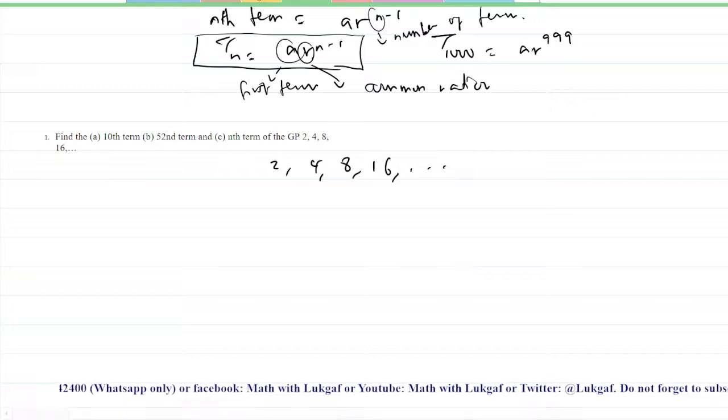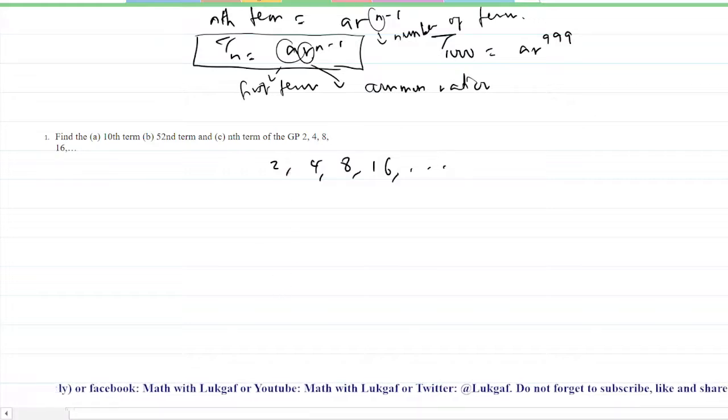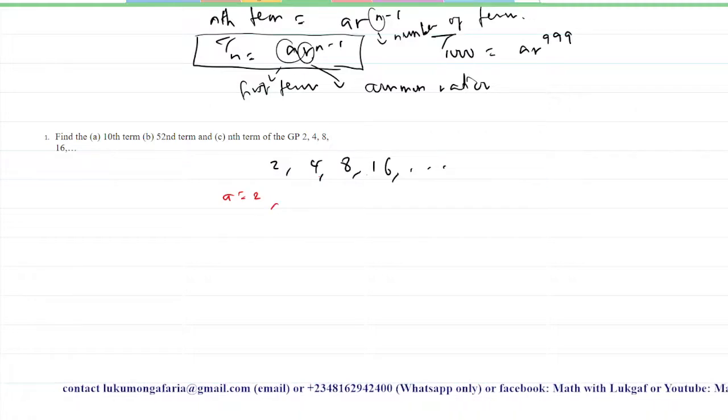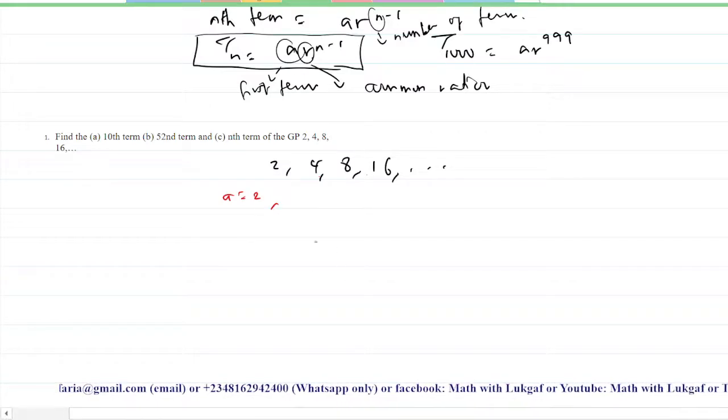For example, my first term here is 2. If you want to get the next term, you multiply it by 2. That is 2 times 2, that will give you 4. And if you multiply 4 by 2, you obtain 8 and so on. So it means my first term here, which is a, is equal to 2. You first of all write the parameter. Then your common ratio, which is the constant term, r.